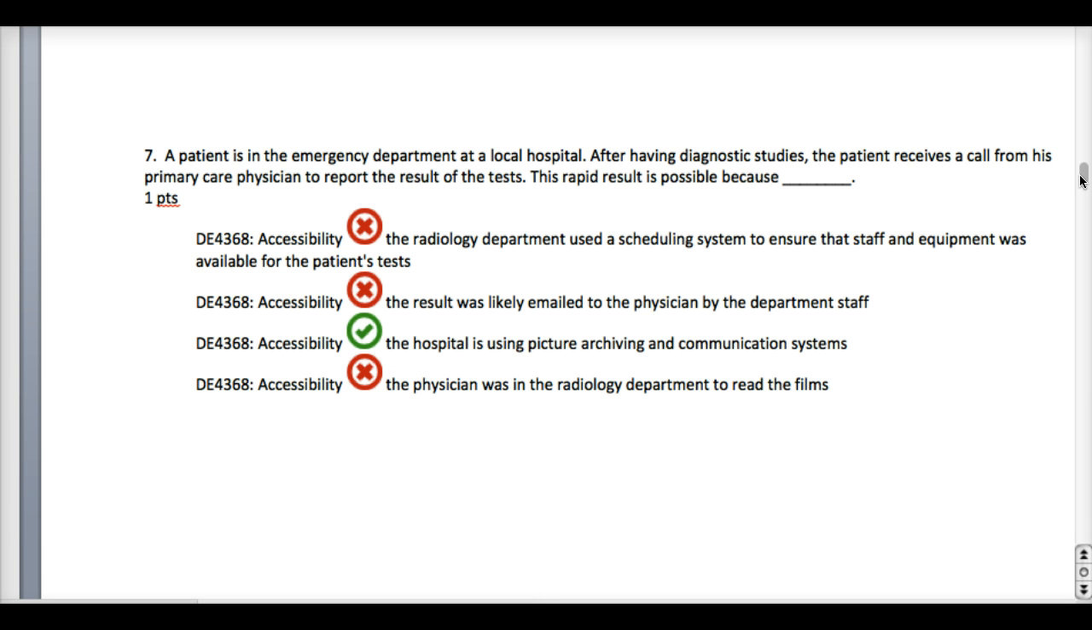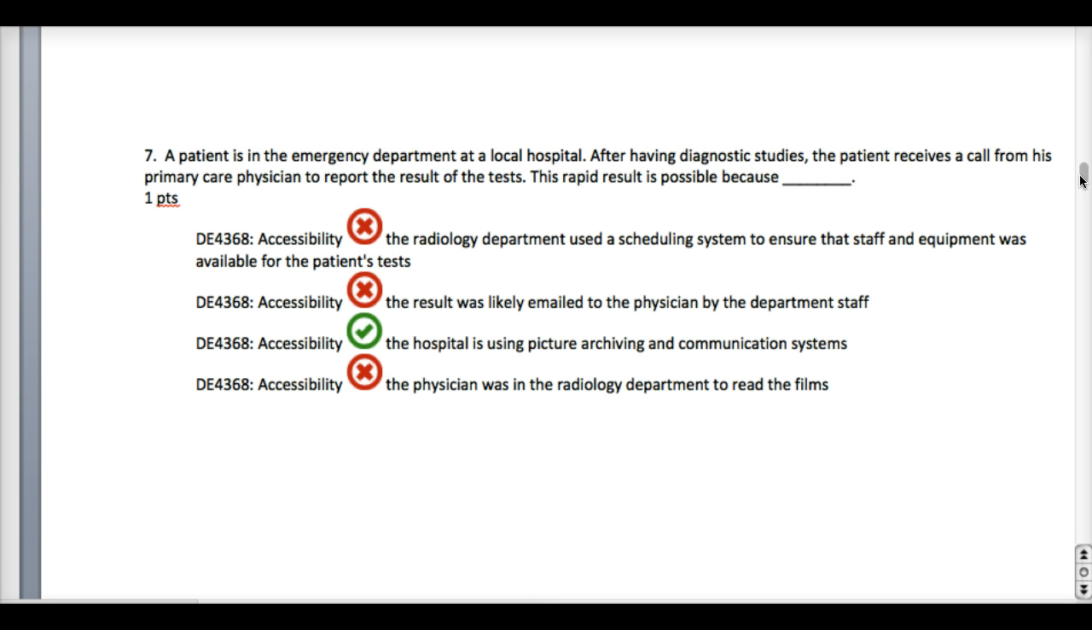Well, that's actually true, and they do use a scheduling system, but that doesn't really have anything to do with the fact that the patient has now received a call from his primary care provider. So let's eliminate that. The result was likely emailed to the physician by the department staff. Well, that certainly can occur too. So let's keep that one and move on. The hospital is using picture archiving and communication systems. Well, we know from the reading that radiology departments and diagnostic departments definitely do this. So let's keep that one.